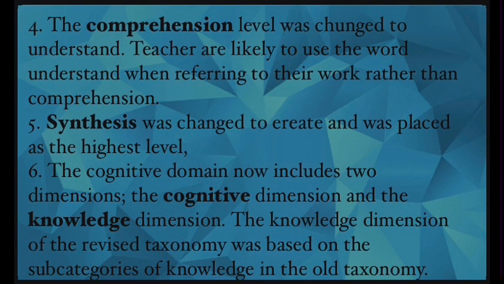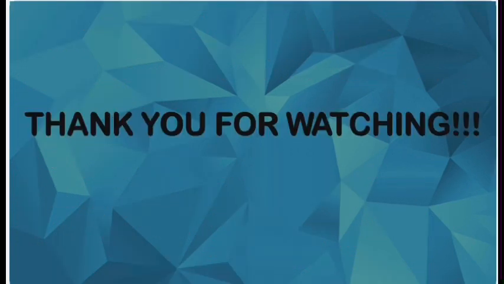Number 6 is two dimensions. The revised taxonomy introduced two dimensions within the cognitive domain: the cognitive dimension and the knowledge dimension. The cognitive dimension represents the level of thinking, while the knowledge dimension is based on the subcategories of knowledge from the old taxonomy. So that's the end of my report.